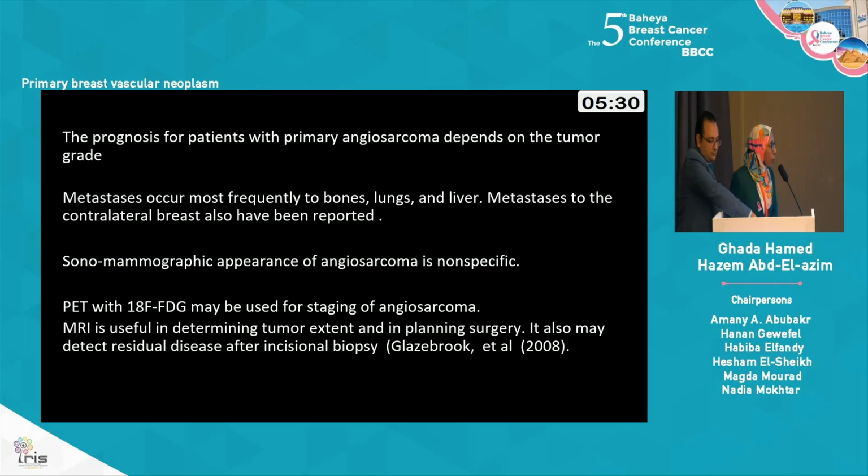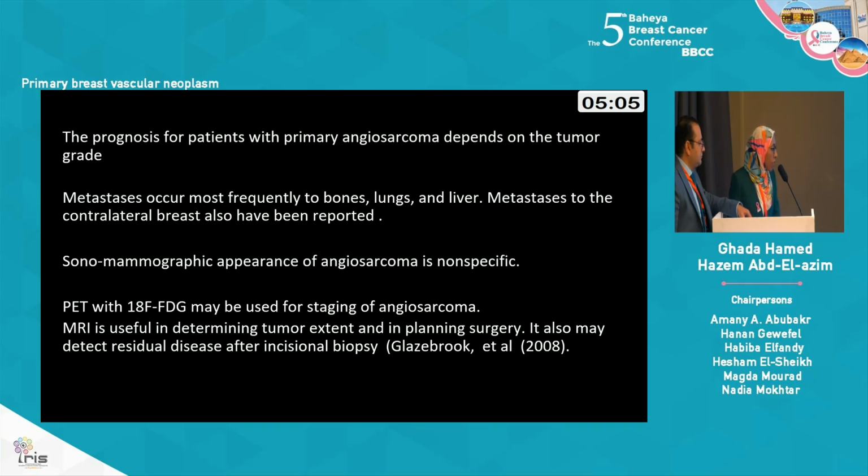The prognosis for patients with primary angiosarcoma depends on the tumor grade. Metastases occur most frequently to bone, lungs, and liver. Metastases to the contralateral breast also have been reported. Sonomammography appearance of the angiosarcoma is non-specific. PET with 18-fluorodeoxyglucose may be used for staging of angiosarcoma.